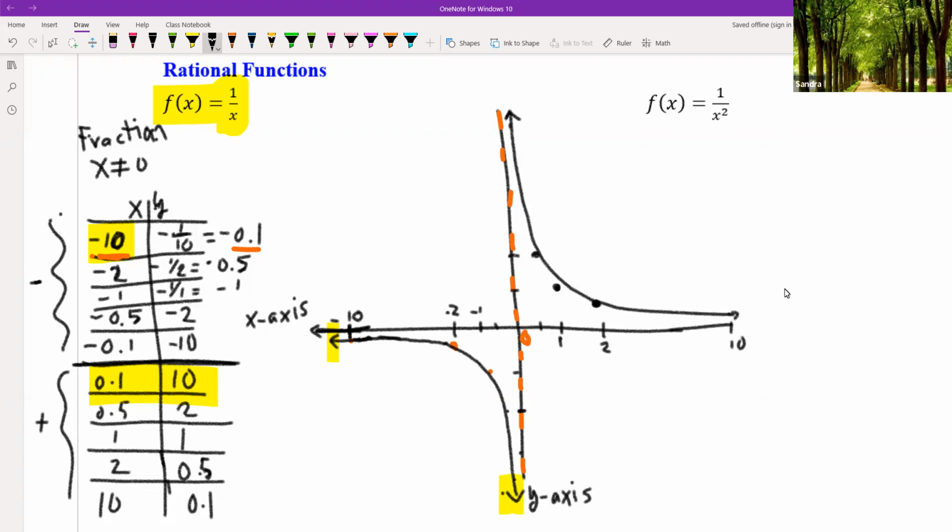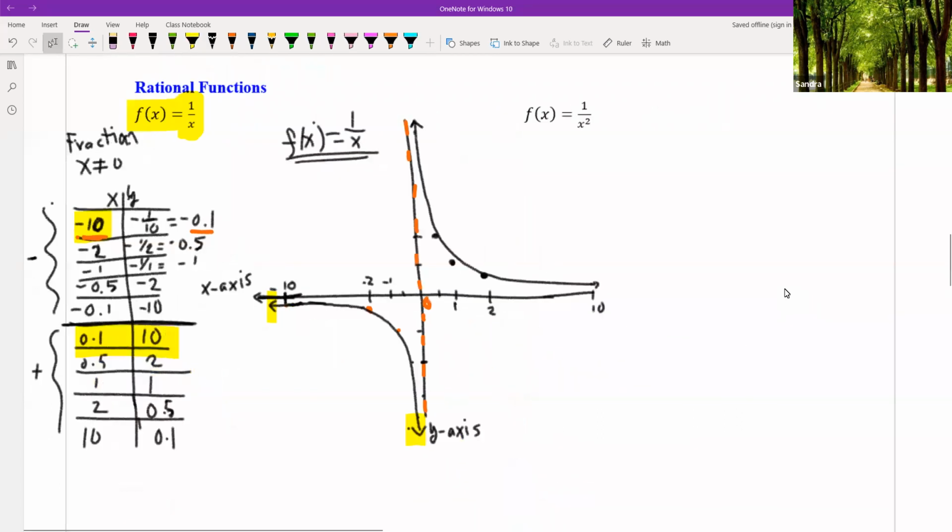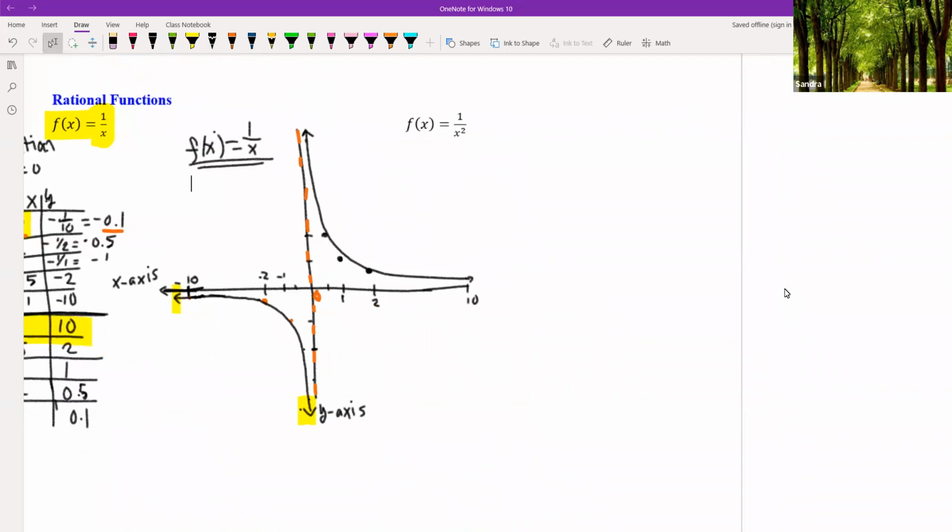All right, this is the picture of 1 over x. This is the picture of this rational function of 1 over x. This will be the graph. This will always be the graph of the rational function.